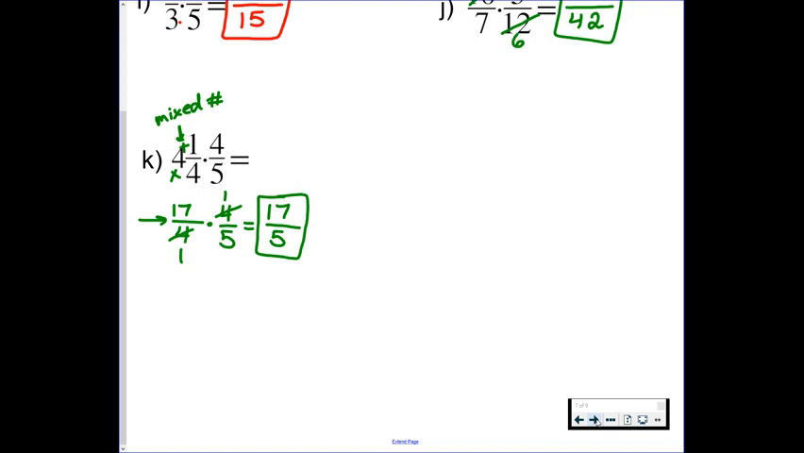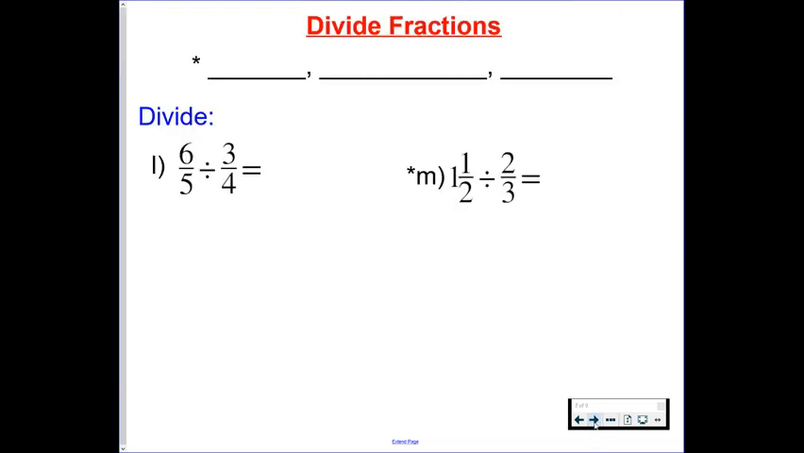Okay, so that's how you multiply fractions. Just go straight across and see if you can cross simplify before you multiply. It makes things easier sometimes. All right, last operation, guys, is division. When you divide fractions, there's 3 simple steps to remember.